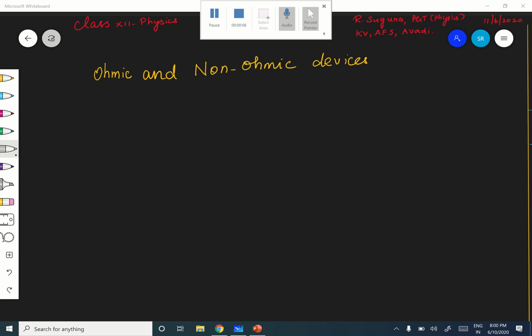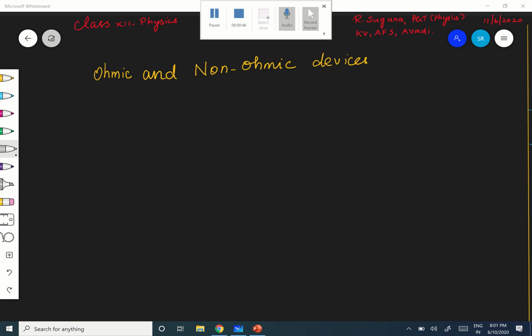Today's first topic is ohmic and non-ohmic devices. So what are ohmic and non-ohmic devices? Very simple. The devices which obey Ohm's law are ohmic devices, and those which do not obey Ohm's law are called non-ohmic devices. Ohmic devices means all the conductors, metals, they obey Ohm's law. Therefore, they are ohmic conductors or ohmic devices.